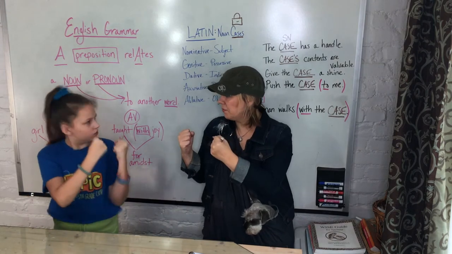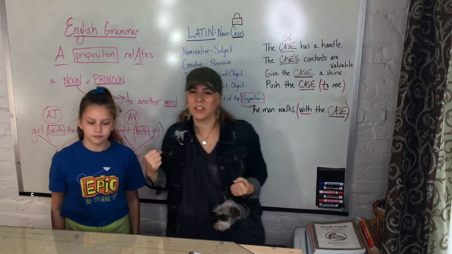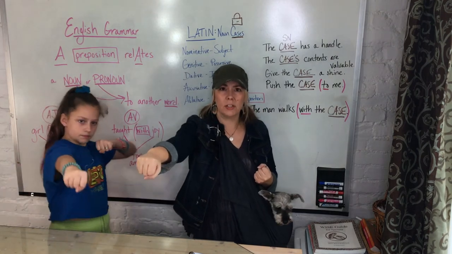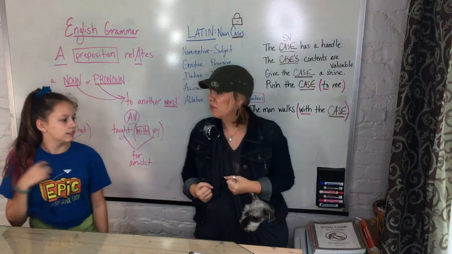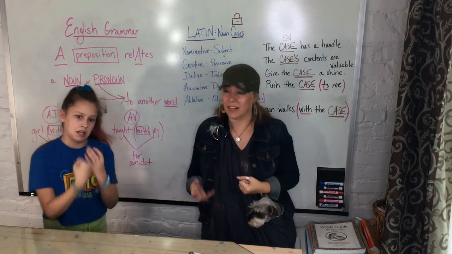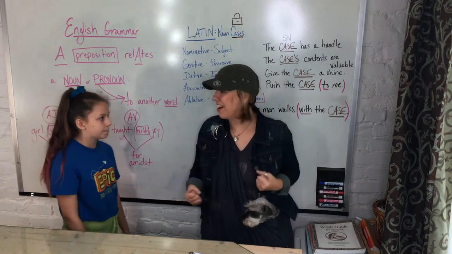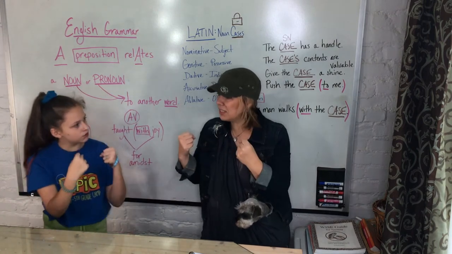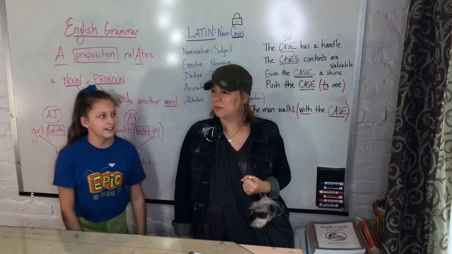And then accusative. Accusative. Direct object. So the verb gives the direct punch to the door or the direct kick to the wall, right? So the direct object is what receives that action. I'm not going to punch my daughter. We're just going to punch the air. That's the direct object. Ready? Accusative. Direct object. Now, ablative.